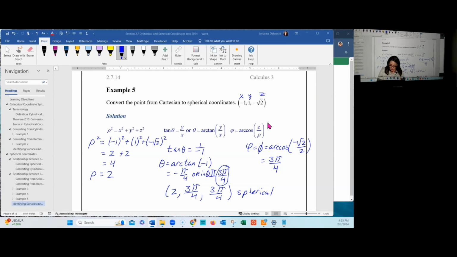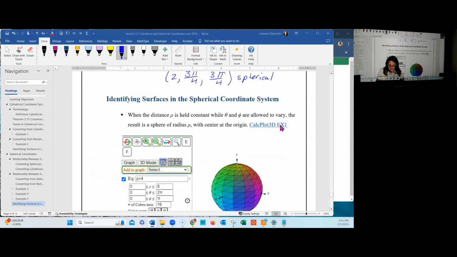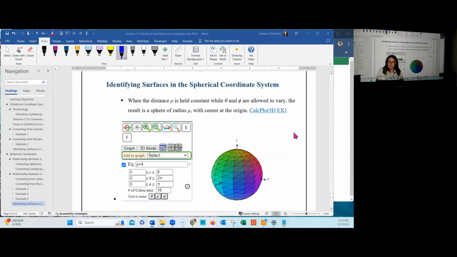The last thing that we want to do is identify surfaces in the spherical coordinate system. We've identified surfaces in the cylindrical coordinate system, but what do they look like in the spherical coordinate system? So the first one I want to start with is a sphere. Now, if I want to plot it in the spherical coordinate system, remember that's rho, theta, and phi. How do I do that?